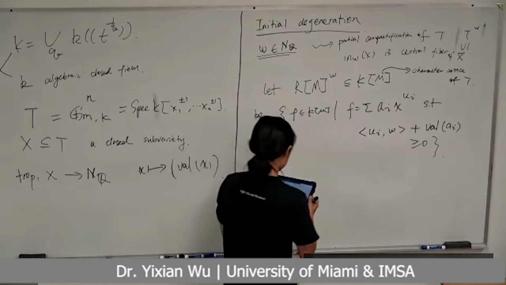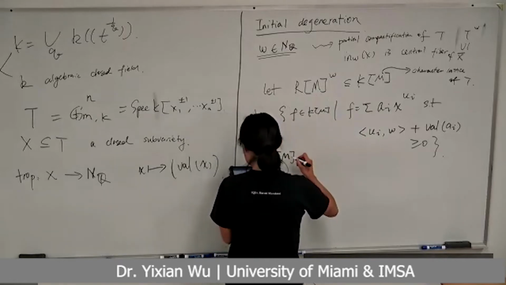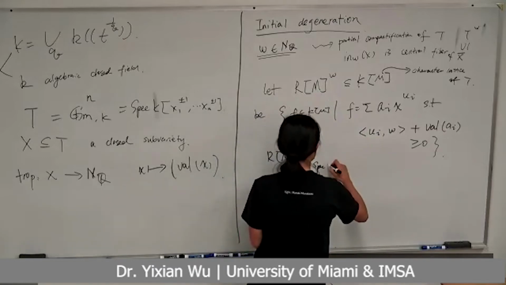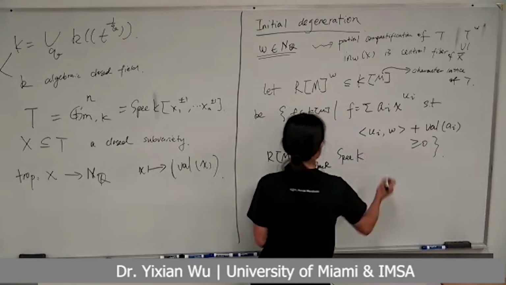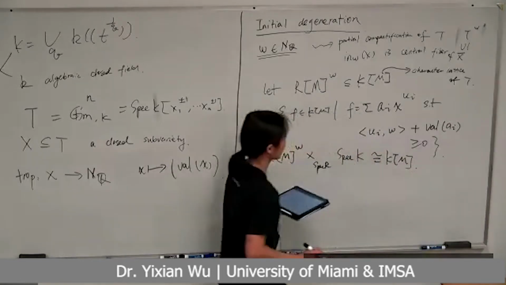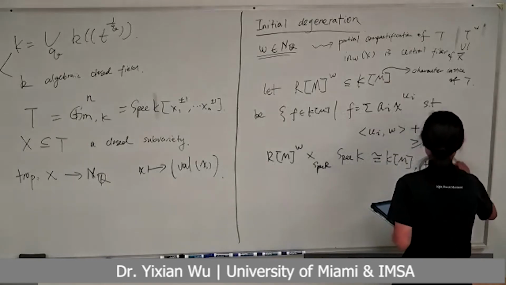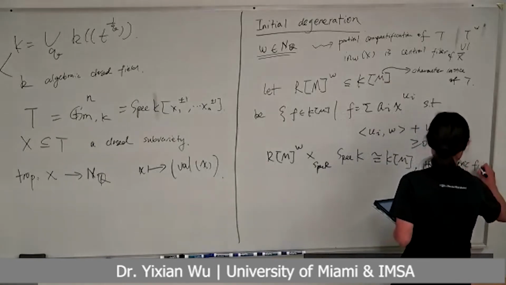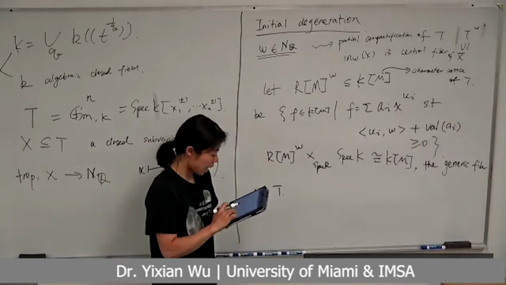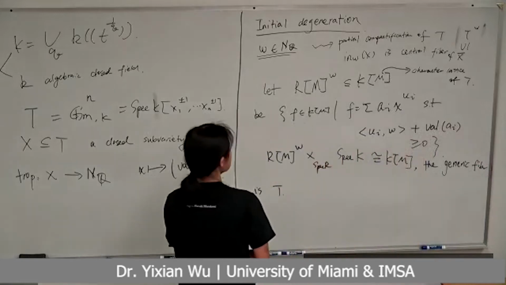Let me give an example. One of the observations is that if I base change to Spec of the big field K over here, it is going to be isomorphic to the K of M, which means the generic fiber is the torus T. And the central fiber is going to be different based on the omega you choose.